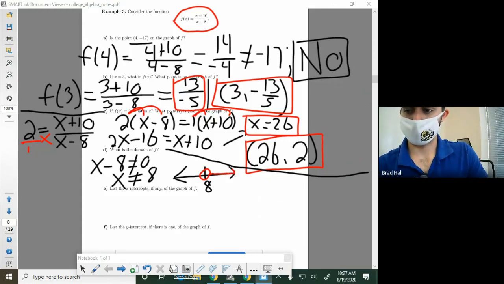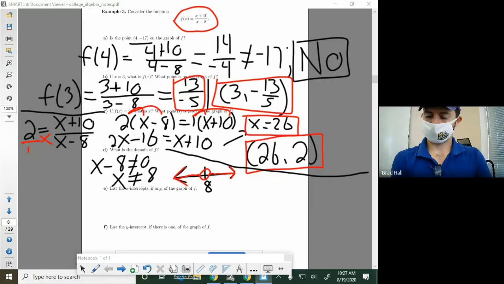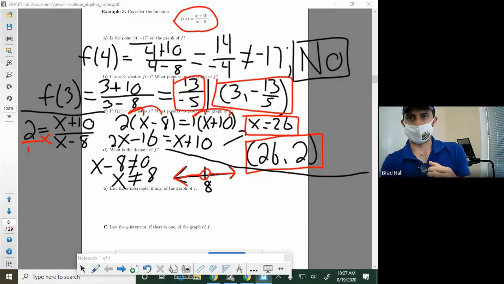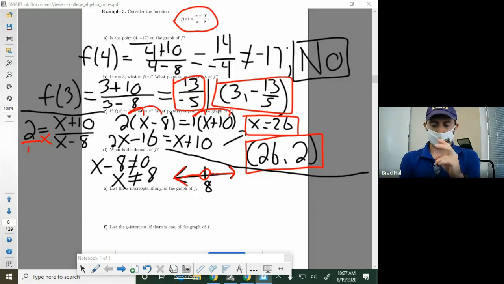Everything over here, and everything over here. So interval notation requires us, so now we split up this whole number line into 2 segments. Everything to the left of 8, and everything to the right of 8.